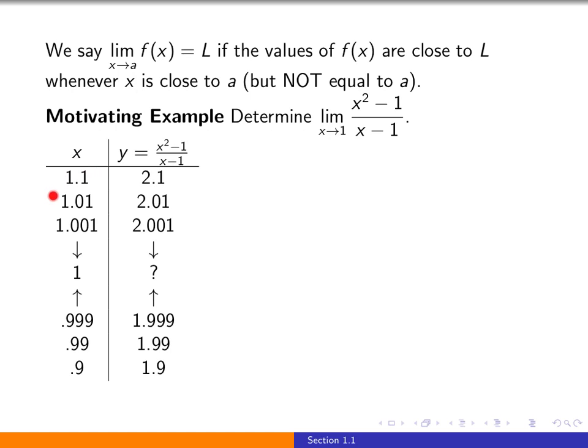If we think about approaching 1 or being close to 1, there's two possibilities. You can be a little bit bigger than 1 or a little bit less than 1. So we have to think about coming to 1 from the left and coming to 1 from the right. In this right hand column, you can see the corresponding values. As we get closer and closer to 1 as our input, those outputs seem to be getting really close to 2. So for this reason, we would say that the limit as x approaches 1 of the function f of x, which is x squared minus 1 over x minus 1, is equal to the number 2.